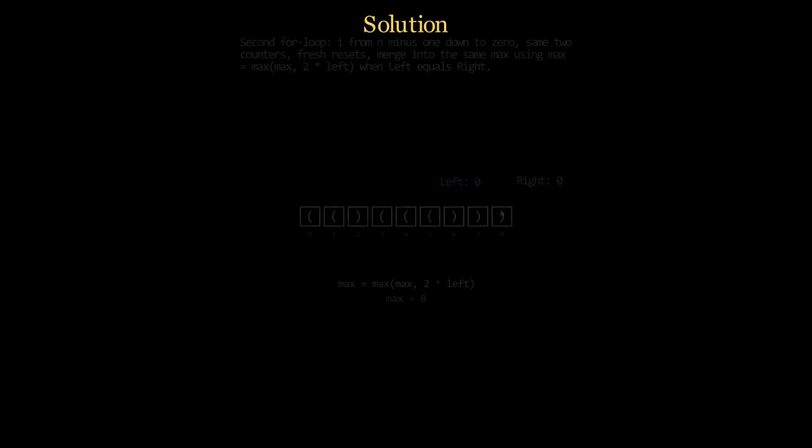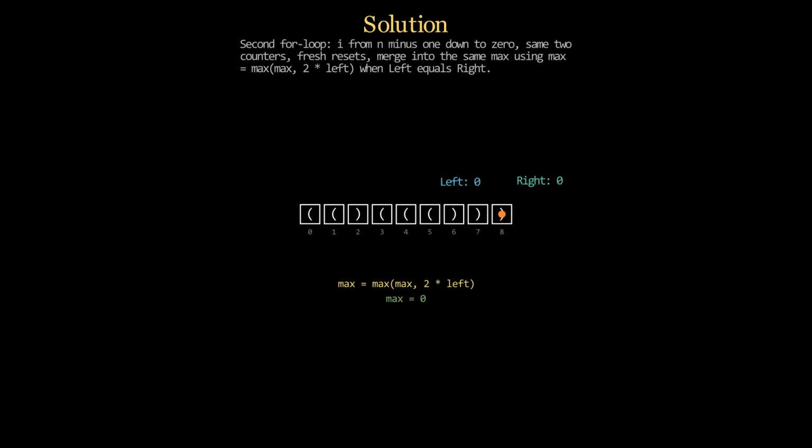Now the implementation detail the intuition only hinted at: a second loop with the index running backward. Reuse left and right, zero them when left exceeds right, and on equality fold twice left into the same max variable. The scan is deliberately slow. Whenever max increases, stay with that frame, the backward pass is proving the full length. You are watching the symmetric branch of the program, not rehashing why two passes exist.